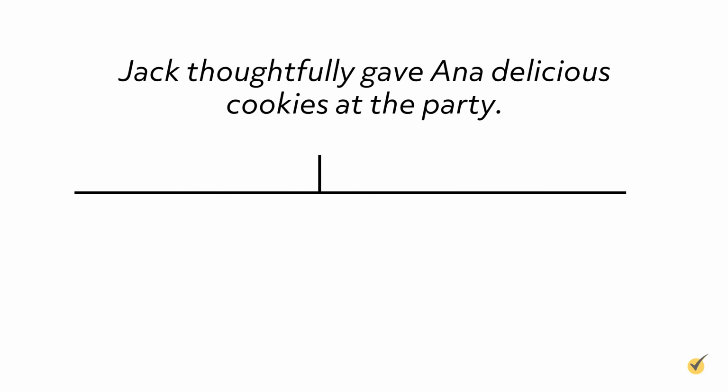Jack thoughtfully gave Anna delicious cookies at the party. Again, we start by adding the simple subject and the simple predicate divided by a vertical line. In this case, Jack is the noun, that is the simple subject, and gave is the verb, that's the simple predicate.